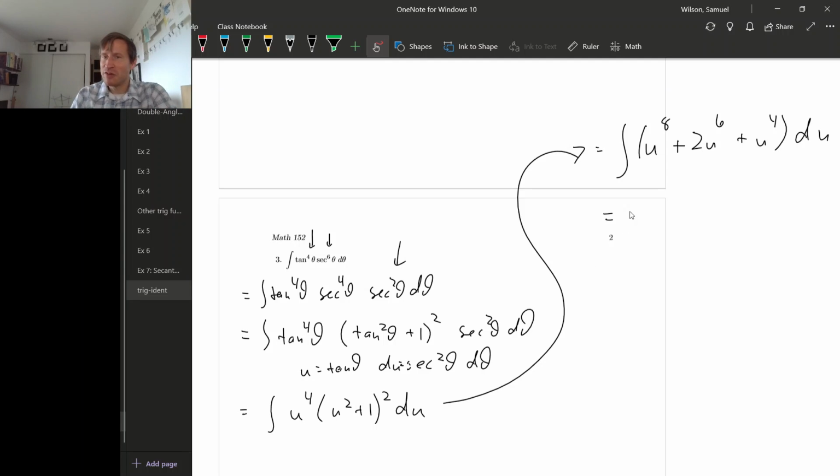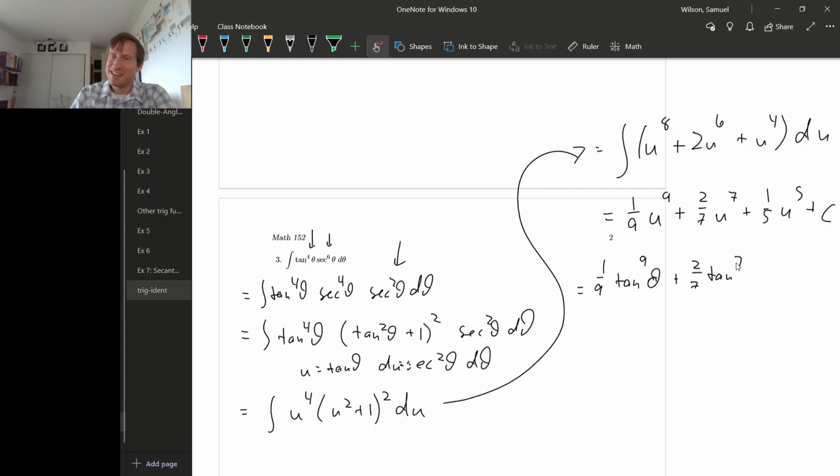Now we can integrate term by term. So 1 over 9 U to the 9th plus 2 over 7 U to the 7th plus 1/5 U to the 5th plus a constant. And now we need to undo our U substitution. So 1 over 9 tangent to the 9th theta plus 2 over 7 tangent to the 7th theta plus 1 over 5, sorry, not U, tangent to the 5th theta plus a constant. And finally, we're done.